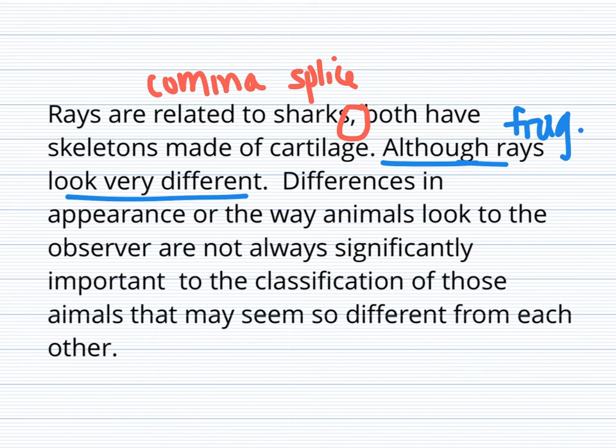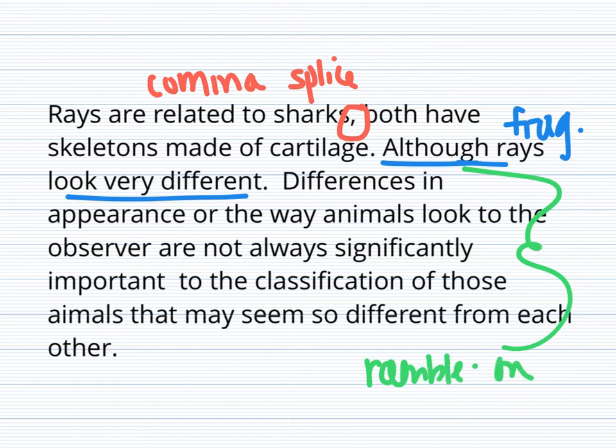Differences in appearance or the way animals look to the observer are not always significantly important to the classification of those animals that may seem so different from each other. This right here is a ramble-on sentence. It has quite a bit of extra words and phrases that really do not add to the sentence meaning.